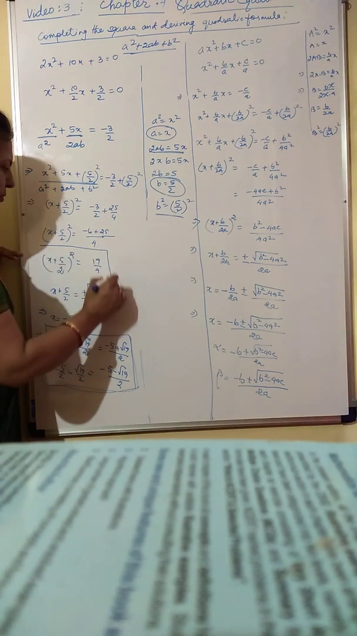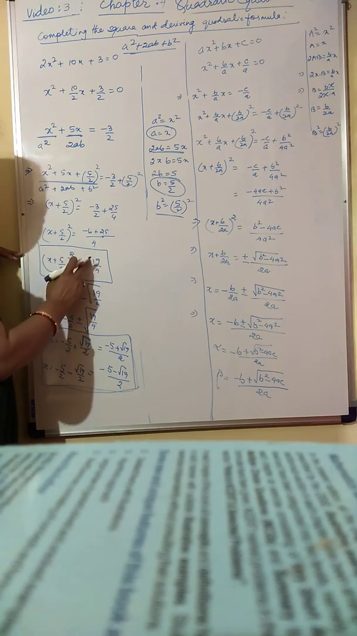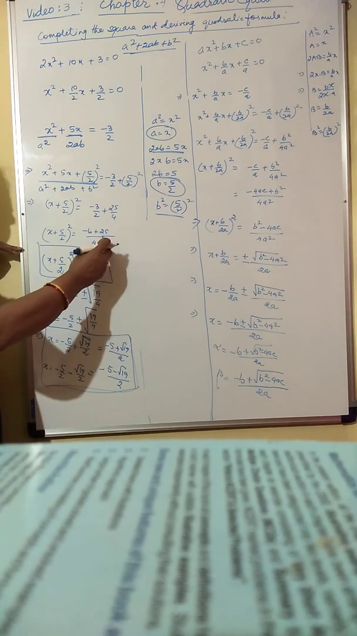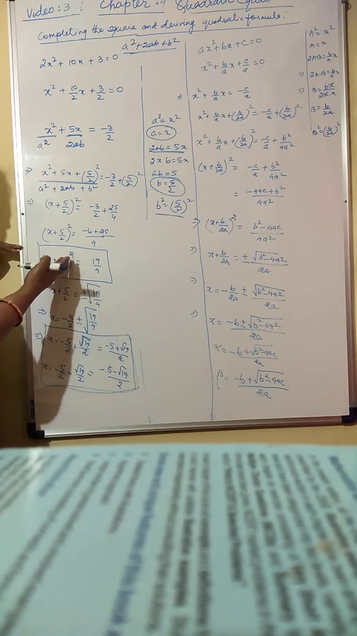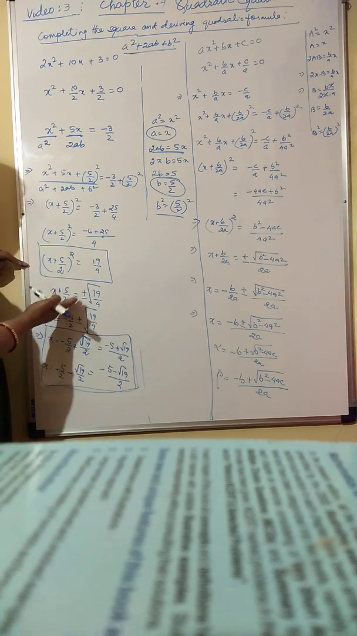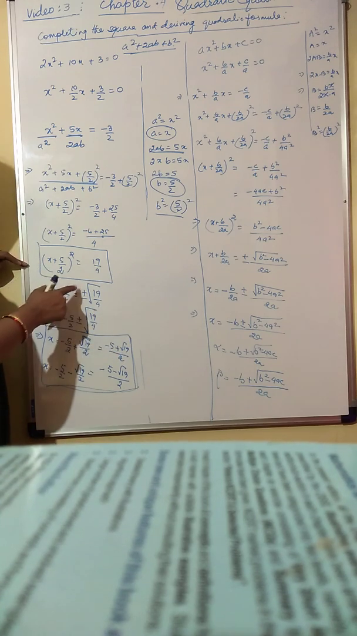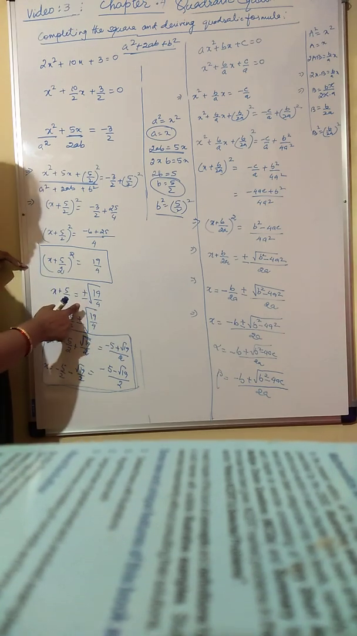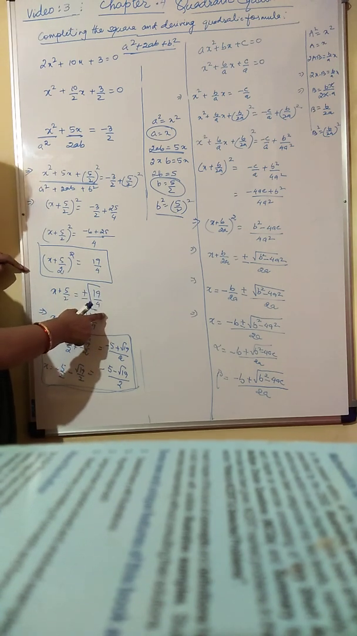Now I have come to this equation: (x + 5/2) whole square is equal to 19/4. Now take square roots on both sides. When we take square roots on both sides, this being a perfect square, this will come out as x + 5/2. But on the RHS, we know that whenever we take a square root, we always take plus minus. So here we take plus minus under the root 19/4.